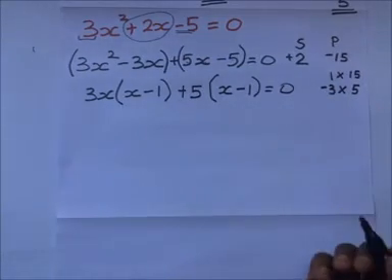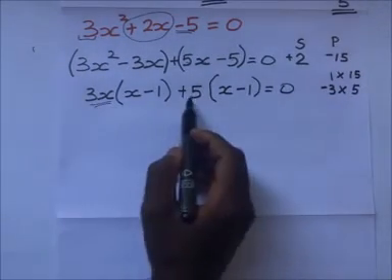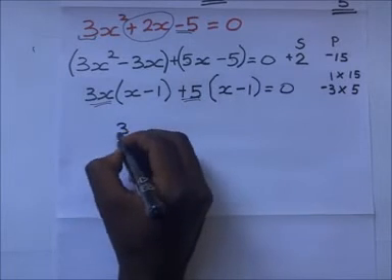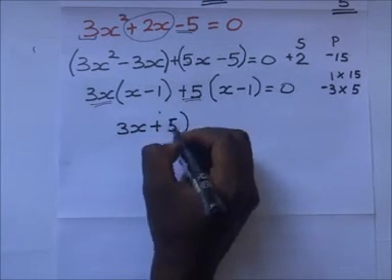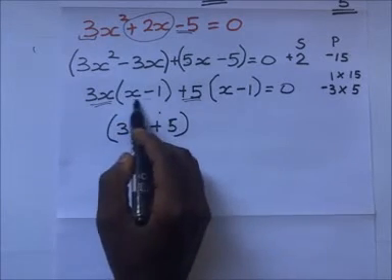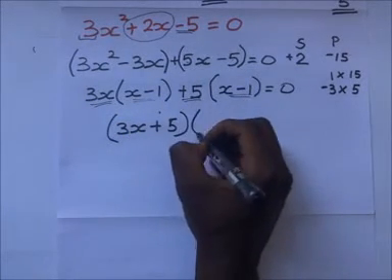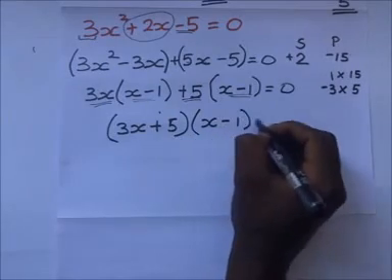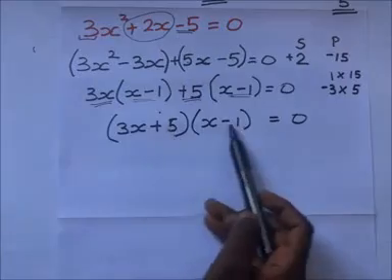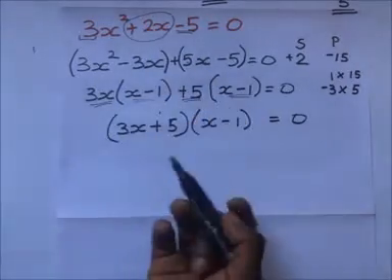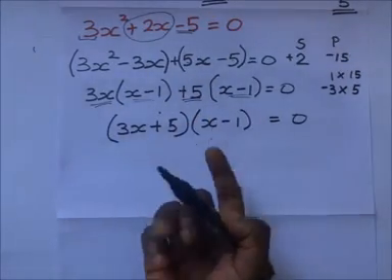So we put the terms outside the brackets in their own bracket, which is going to become 3x plus 5. Then these terms that are in the brackets, we put them in their own bracket, x minus 1, is equal to 0. At that point, we have factorized it. This here is the factorized expression. So after factorization, we go ahead and find the value of x.